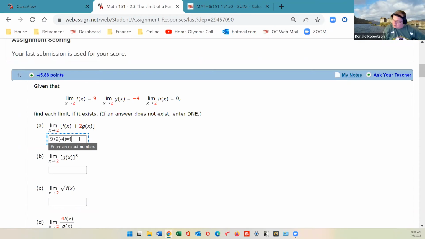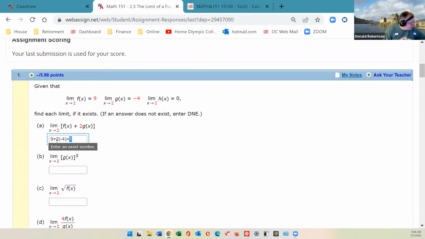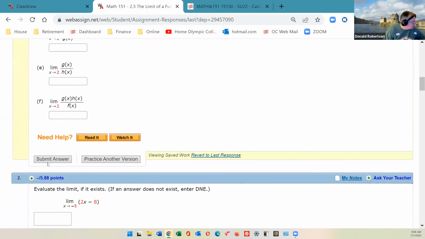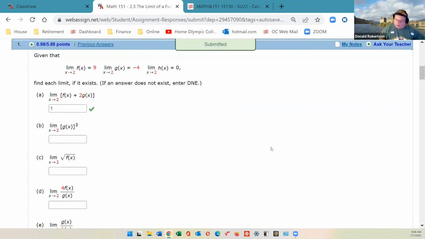Does that make sense? That you can actually, if you tell me what the limit of a function is, say at x equals 2 or whatever it might be, I can then tell you the limit of versions of that function. So that answer would be 1. That's all you would write down. And let's do a little submit answer. Okay, works good.